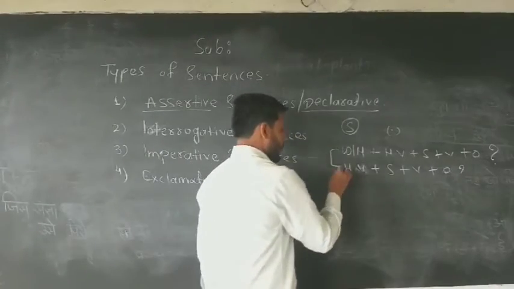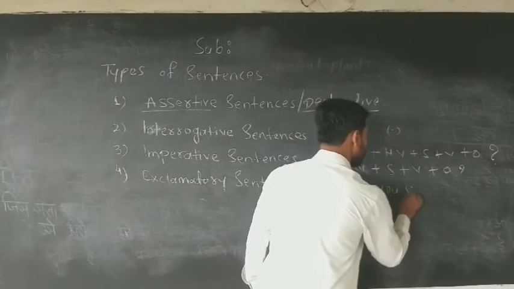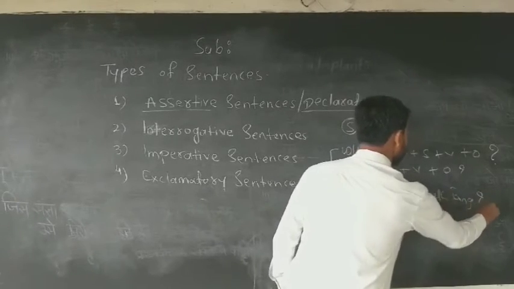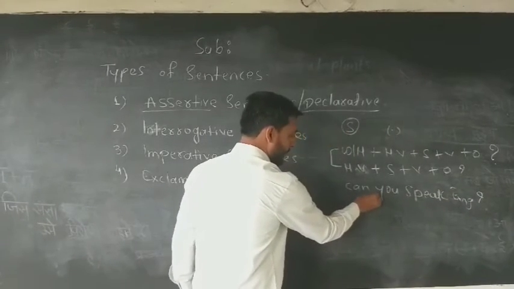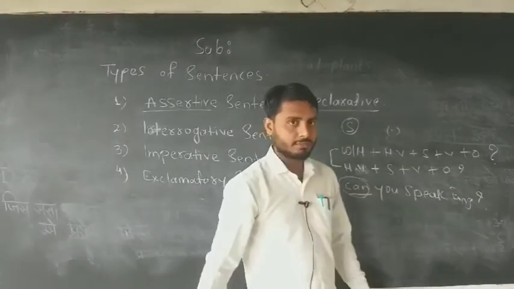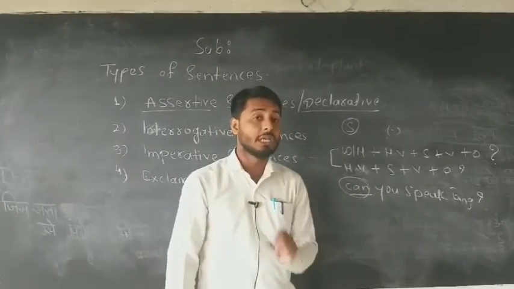For example, I can say, "Can you speak English?" I use "can" at the beginning of the sentence. Can is a helping verb here. You will say yes. So there you use an interrogative sentence, but this type of sentence is a yes/no type sentence.